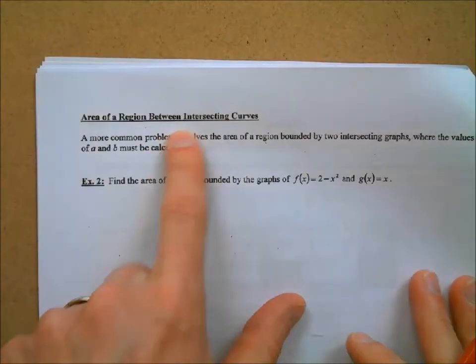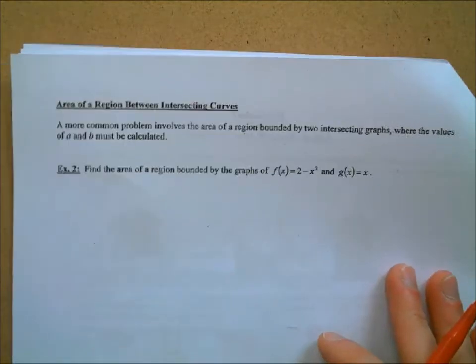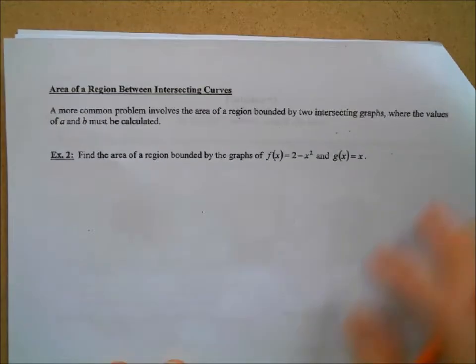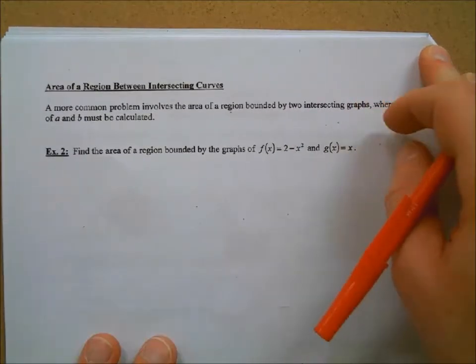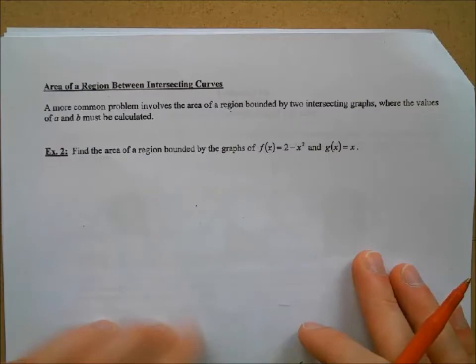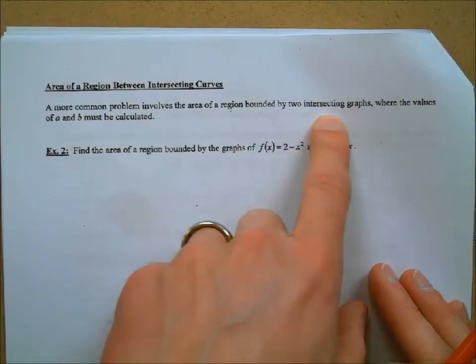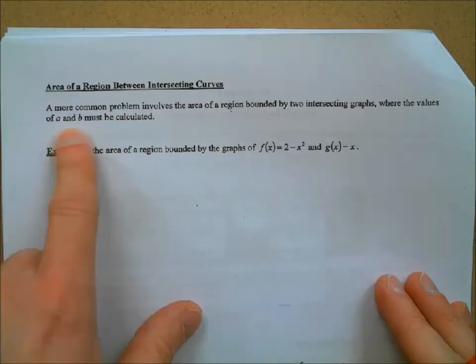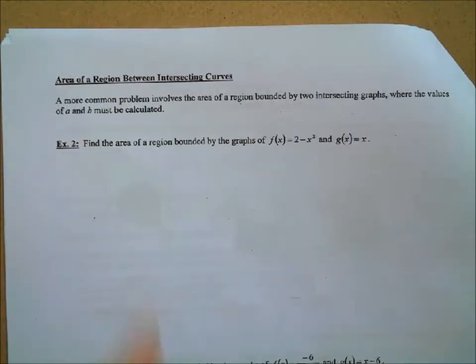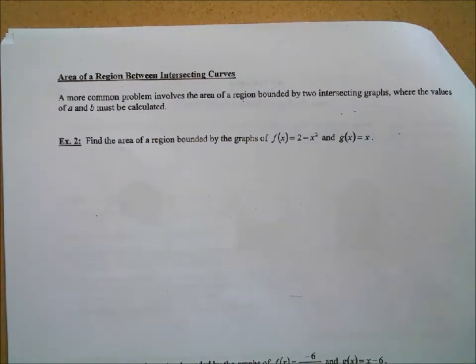Whereas, if we have intersecting curves, those can naturally create regions for us, defined areas. Okay? So, again, a more common problem involves the area of a region bounded by two intersecting graphs where the values of a and b must be calculated. Our lower and upper limits are going to be the intersection points of those graphs, right?